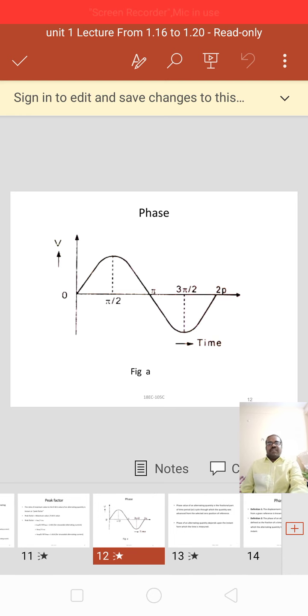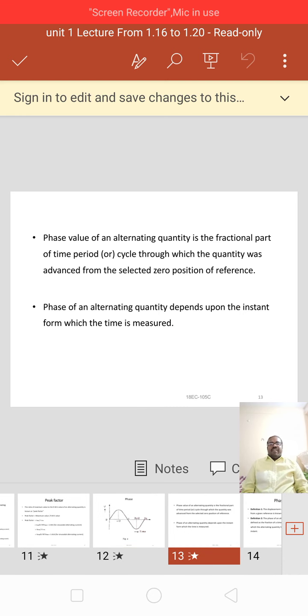The simple definition of phase: the phase angle of an alternating quantity is the fractional part of the time period or cycle through which the quantity has advanced from the selected zero position of reference. Simply, the phase of an alternating quantity depends upon the instant from which the time is measured.